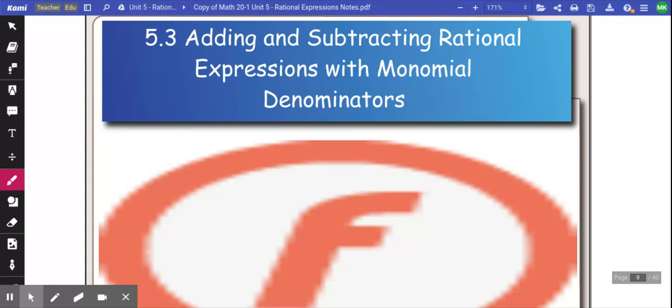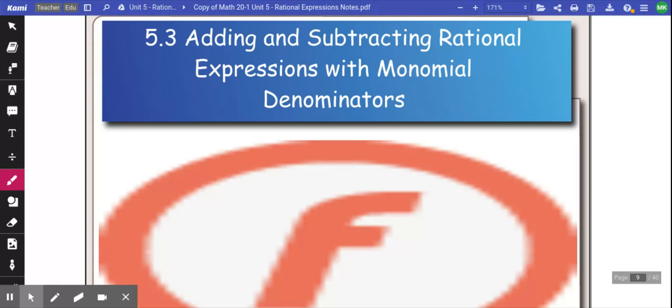Today, what we're going to do is start adding and subtracting rational expressions. Just a reminder, a rational expression just means a fraction with letters, right? So we're going to add and subtract fractions with letters. Honestly, today's not going to be too bad.